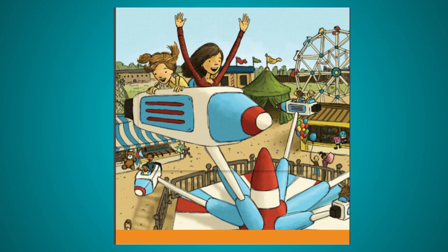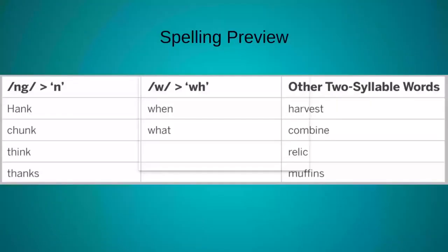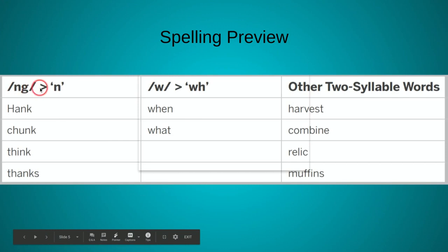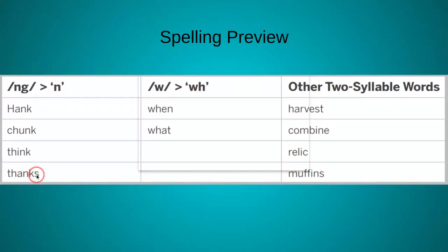Before we get started, we're going to preview our spellings. We have the ng sound made with the N: hang, chunk, think, and thanks. Then we have the w sound made with WH: when and what. We have other two-syllable words: harvest, combine, relic, and the word muffins.